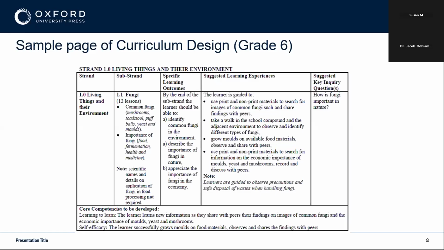So the answer to that question is that suggested learning experiences are related to the learning outcomes. That's what I can say. And as you can see from the curriculum design, they are related. Then the second question is on core competencies and values. If I got the question right, the participant is asking whether we indicate them in the lesson.